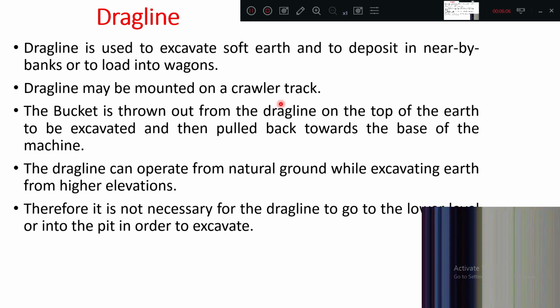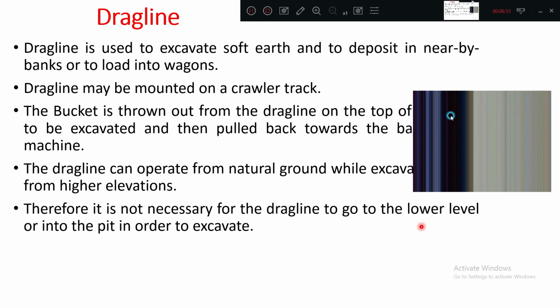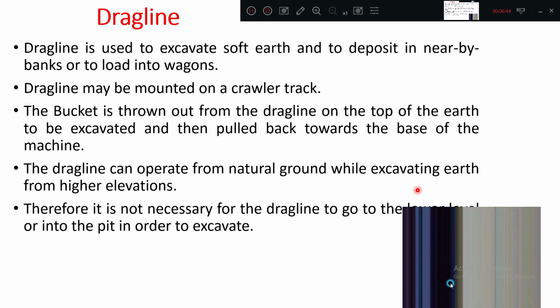Dragline may be mounted on crawler track. That is also possible. The bucket is thrown out of the dragline on the top of the earth to be excavated and then pulled back towards the base of the machine. The dragline can operate from natural ground while excavating earth from higher elevation. Therefore, it is not necessary for the dragline to go to the lower level or into the pit in order to excavate. Wherever it is, from there the top of the earth can be removed, or the depth can be increased also, to a lower level.